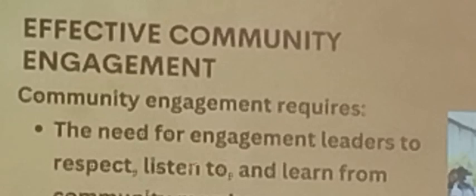Community engagement requires the need for engagement leaders to respect, listen to, and learn from community members. We have already discussed that. Active community participation including generation of ideas, contributions to decision making, and sharing of responsibility. These are important. Community engagement, you have to listen to the community.